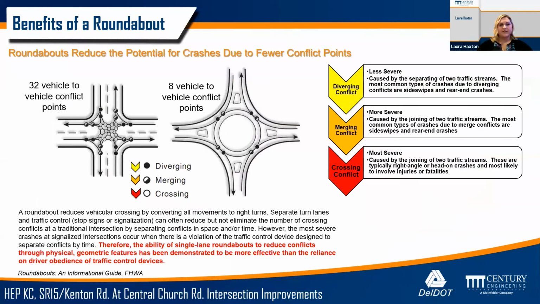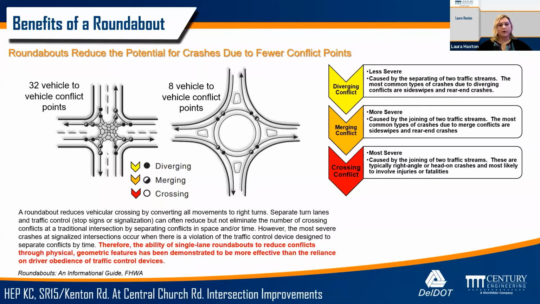So as mentioned in the previous slide, roundabouts do reduce the conflict points within an intersection. A conflict point is a location within an intersection where two vehicles have the potential of colliding. So there are three different categories of conflicts. We can start with the diverging conflict. This conflict is where two traffic streams are separating. Then we have a merging conflict. This is where two traffic streams are coming together. And both the diverging and merging conflict points tend to result in side swipes or rear end crashes.